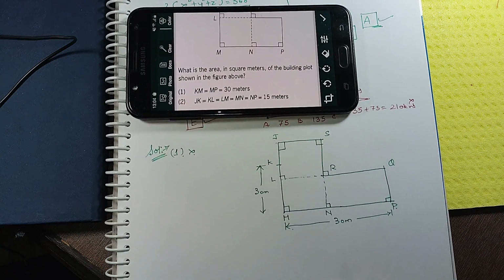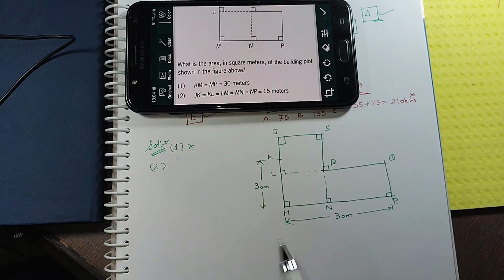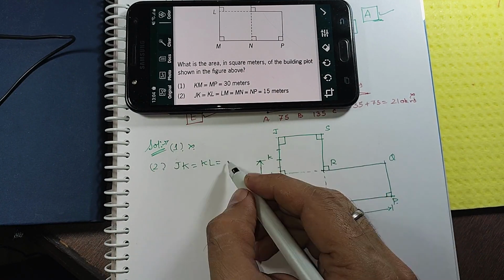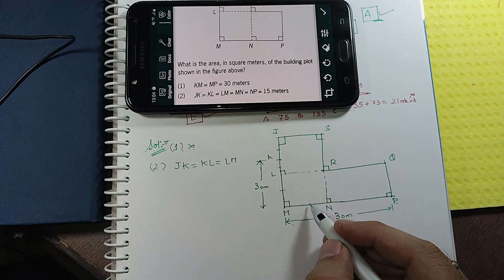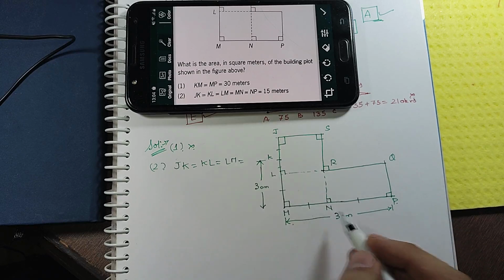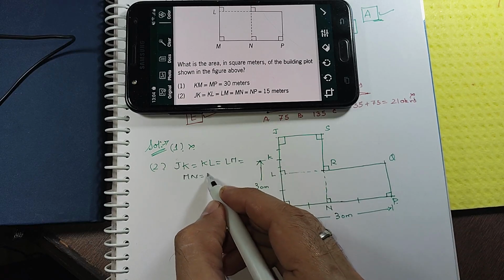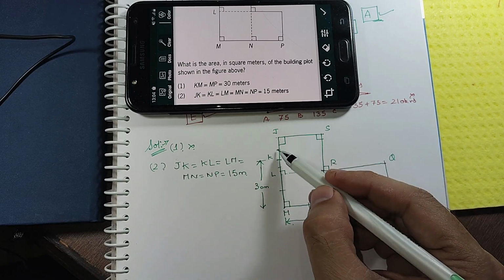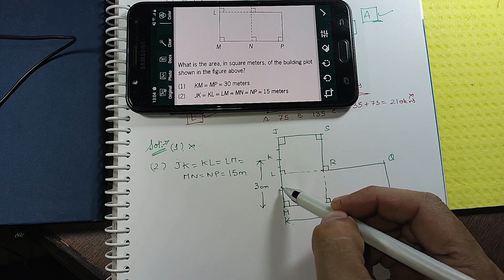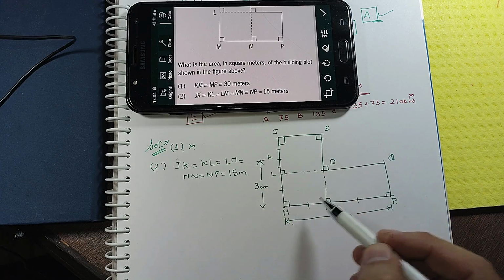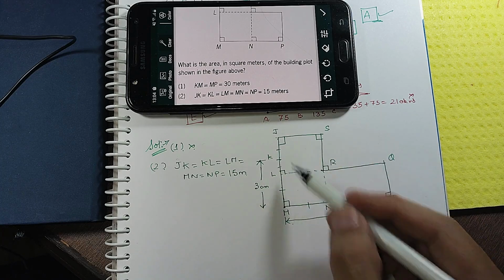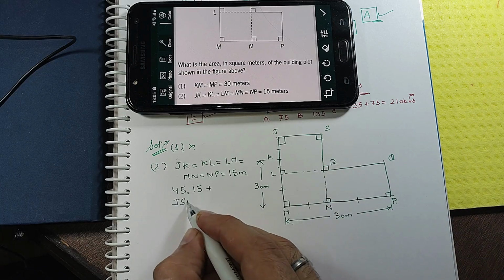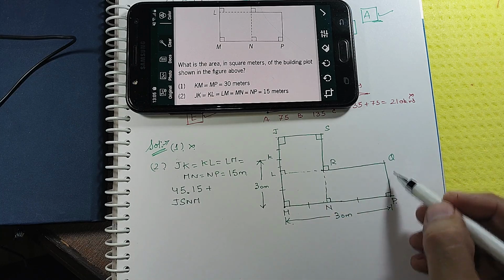Now, moving to statement 2. Statement 2 says JK is equal to KL, which is equal to LM, which is equal to MN, equal to NP. So all these are equal, MN equal to NP equal to 15 meters. Now if you take a close look, JK plus KL plus LM will be equal to 45. MN is basically JS, so 45 multiplied by 15 will give the area of this figure, JSNM. Now we need to find the area of RQPN.